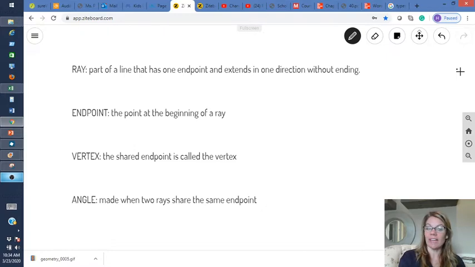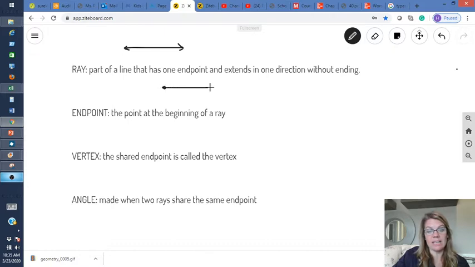Now this is a part of a line that has one endpoint and extends in one direction without ending. So we've talked a lot about a line. And remember when we draw number lines, we go like this and we just say, okay, a number line is like this, and you can mark numbers anywhere on here. Well, a ray is different. A ray has an endpoint. So you'll want to draw this with it. Draw these pictures as you go, okay?